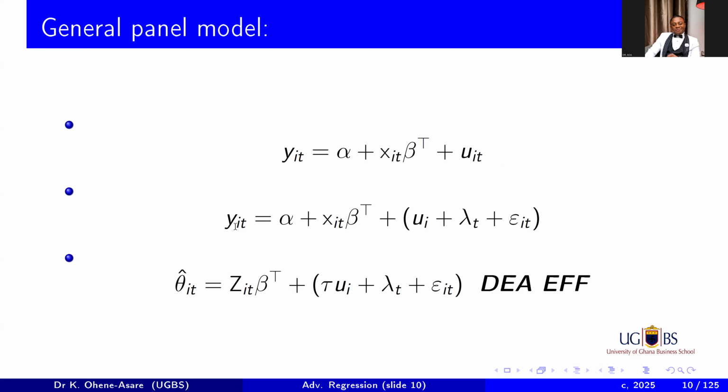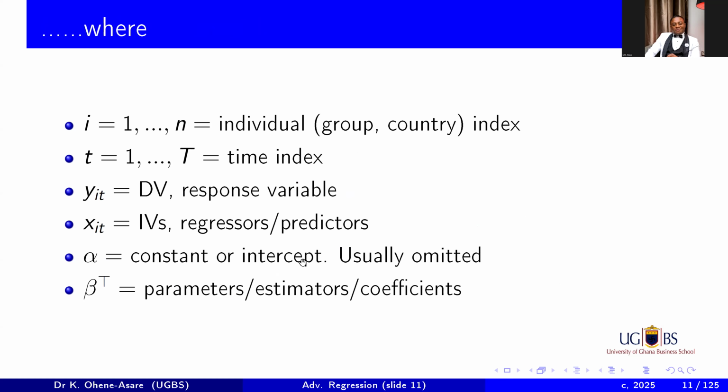But the actual panel model has got three errors, composed errors. We'll talk about each one of them. You can use this one when you're analyzing some performance measures, when you have these errors. Let's try to look at each of the elements.